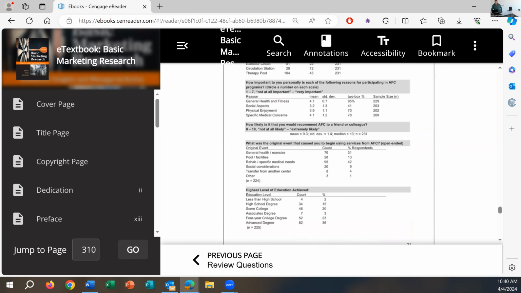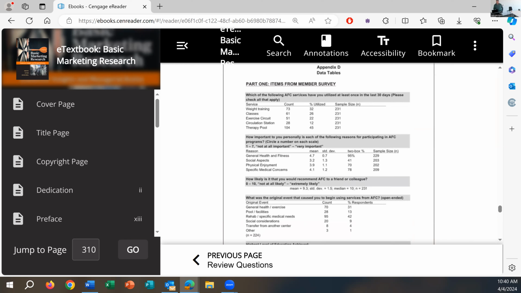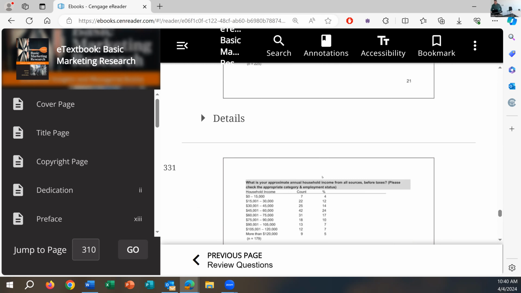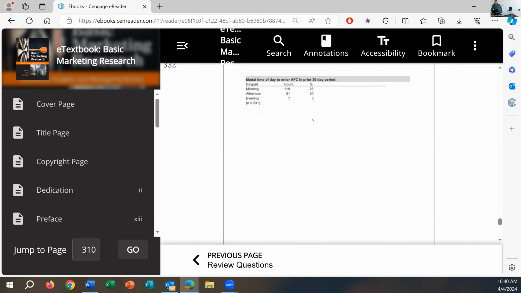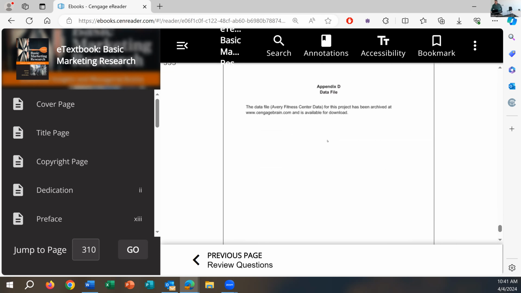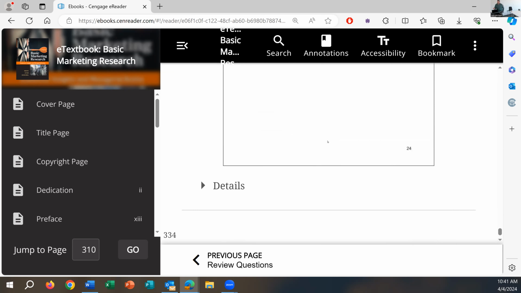And then this was their data set. This is everything that they collected from those surveys and had put into Excel and then explained in that circumstance. It has income levels, all kinds of demographic information, when people visit, during time frames, and all of that. So that's the research report. This is the final deliverable for the class. Do you have any questions?